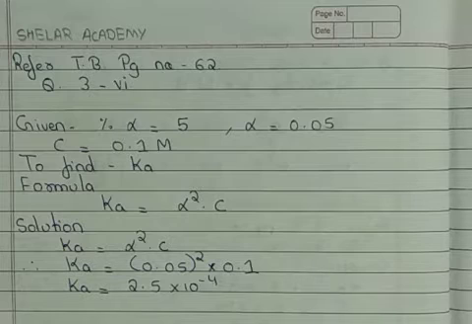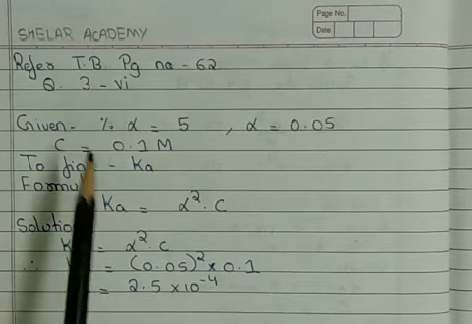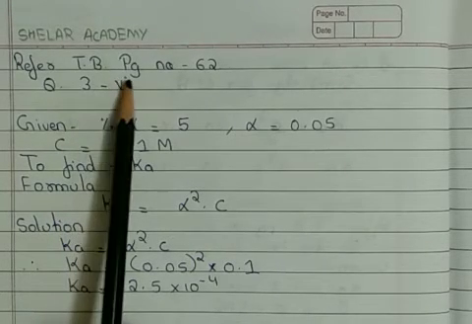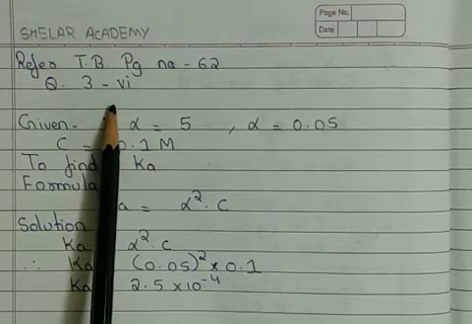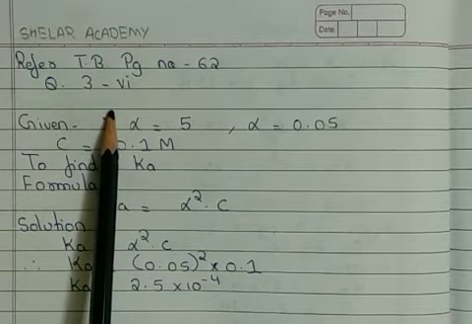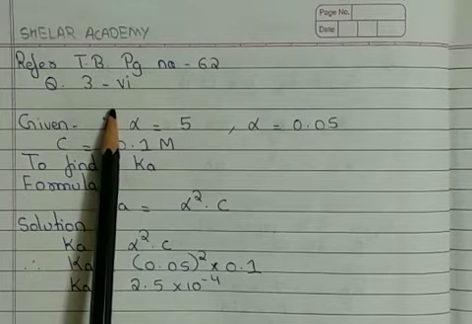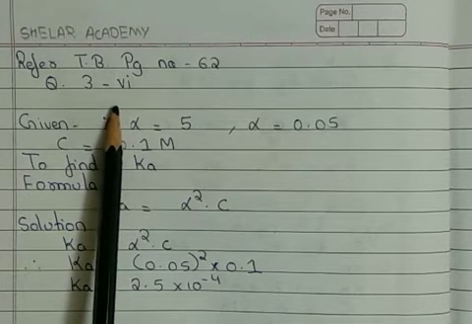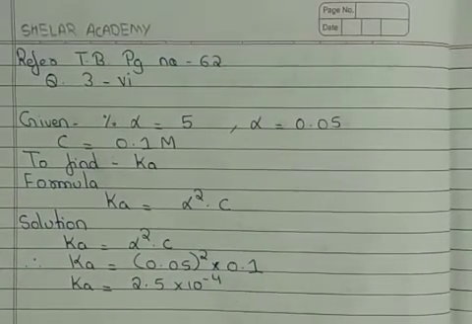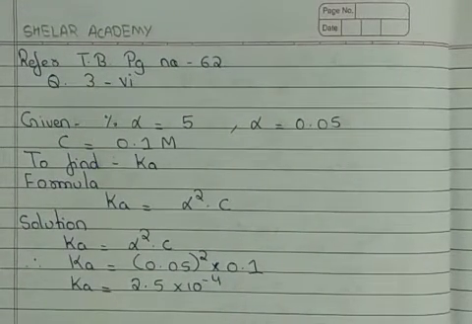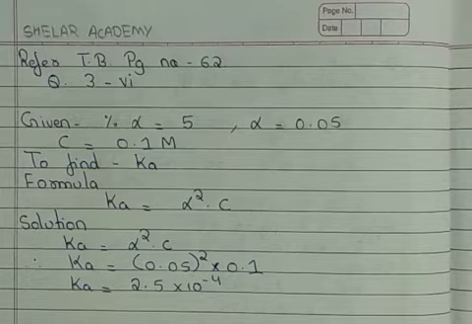Let us consider the second question. For that I am going to take a reference of textbook, page number 62, question number 3, sub-question 6. The question says, acetic acid is 5% ionized in its decimolar solution. Calculate the dissociation constant of acid.